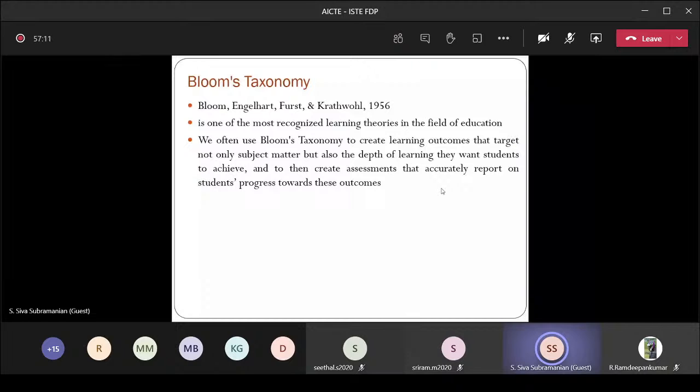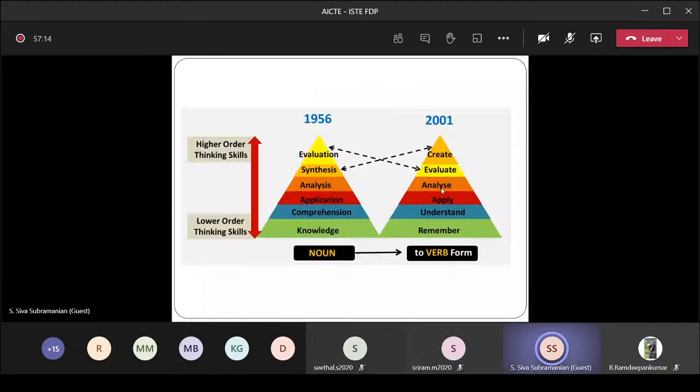Okay. So when I said 1956, it was the first pyramid that you find here. This was how it was. The base was knowledge. Second was comprehension, then application, analysis, synthesis, and evaluation. The first three levels of the pyramid, namely knowledge, comprehension, and application, deal with the lower order thinking skills.